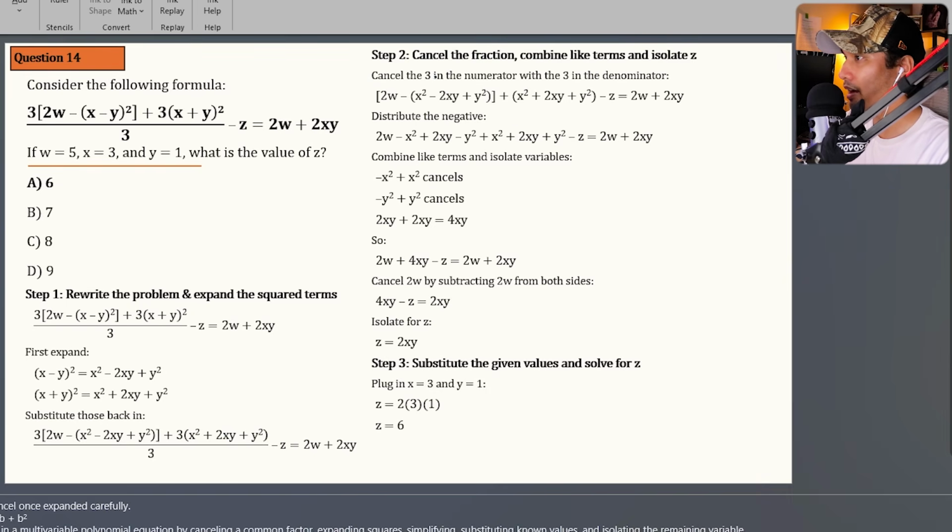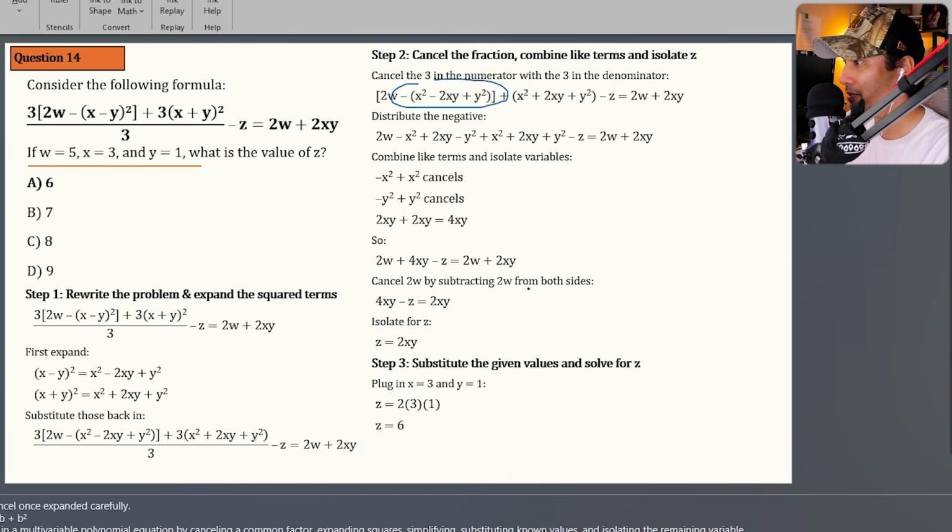Simple. So I got rid of the 3, and then I distribute the negative right here. I distributed this negative, and then we got it over here. And then combine like terms and isolate variables. So exactly what I did. Minus x squared plus x squared cancels. These cancel. These add together. So then we get this as our formula.